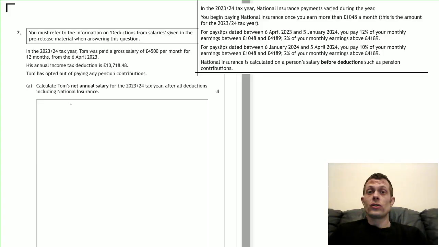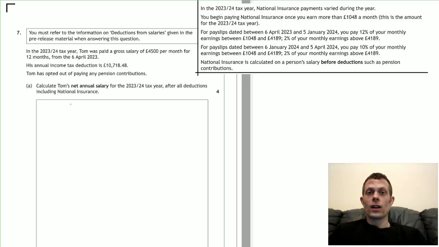Now in question 7 we've got one calculating tax, or in this case national insurance, which we have to use the information from the data booklet this year. Now if you're watching this in spring 2025, then you should know that the data booklet for the 2025 exam doesn't have as complicated rules for calculating national insurance.